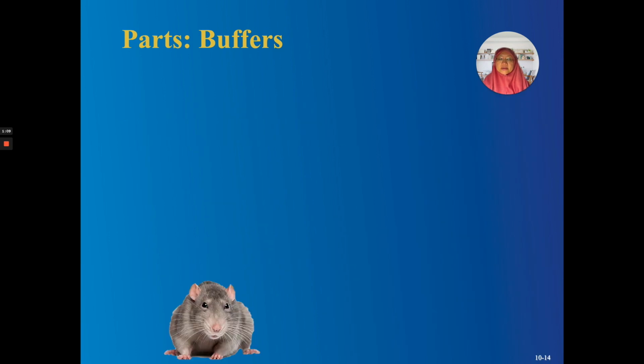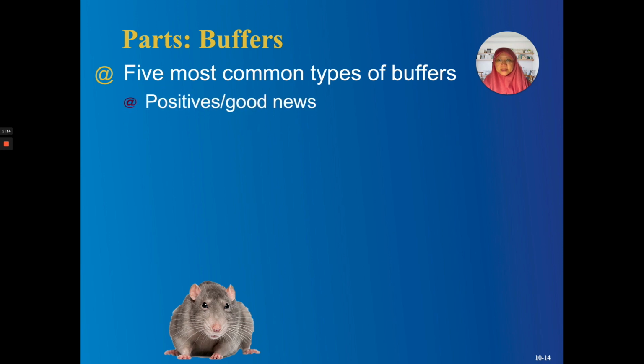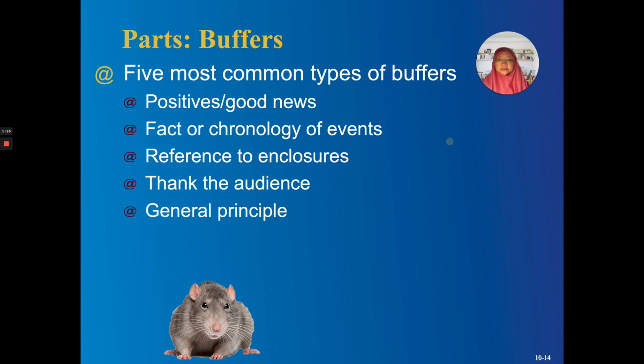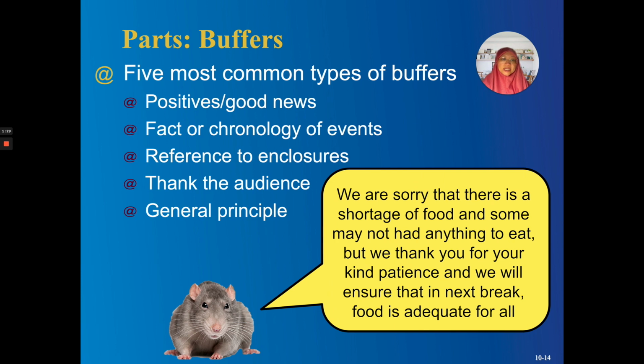There are common types of buffers, 5 of them. The first one is positive good news, fact or chronology of events, reference to enclosures, thank the audience, and finally general principles. Have a look at this example. This example combines the different common types of buffers that we have here.